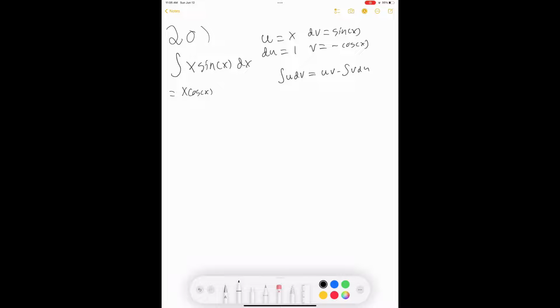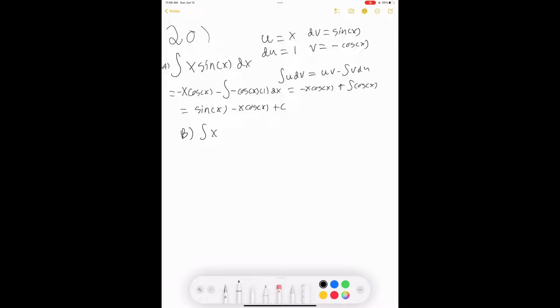So u is our x, dv is our sine, du is 1, and v is going to be the integral of sine x, which is negative cos x, right? So we have negative x cos x minus the integral of negative cos x times 1, which is going to be negative x cos x plus the integral of cos x, which is going to equal sine x minus x cos x, which is our final answer. And always add c, right? I don't think anyone will nip you for that, but it's an important thing to remember.